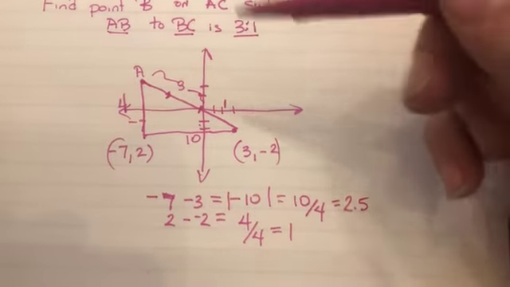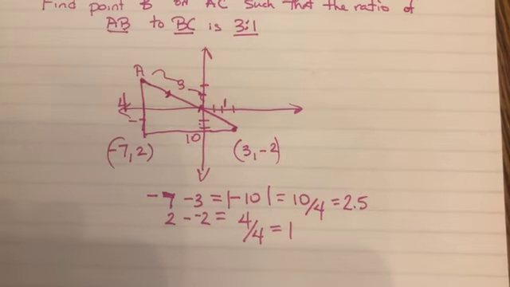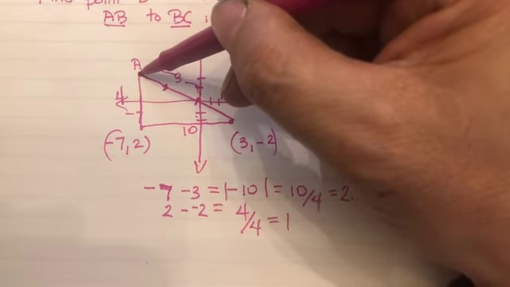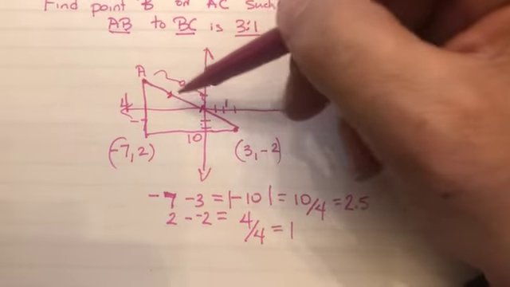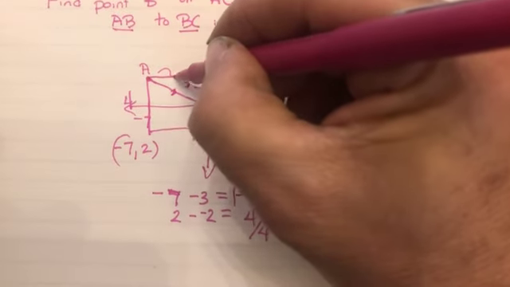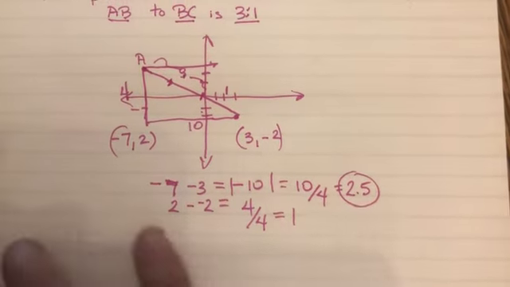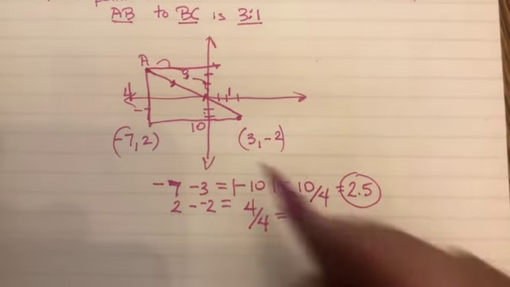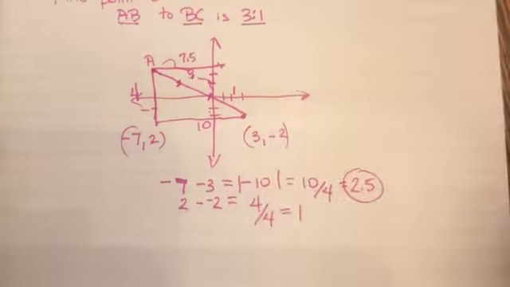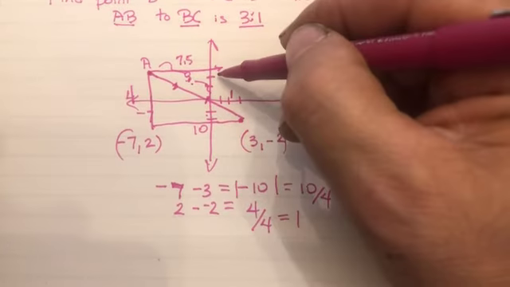So I can move from either point. I guess I'll go from A, since I've been going from A every time. So I want to go 3 of those units to the right. So I'm going 7.5 to the right, and I want to go 3 of those down.